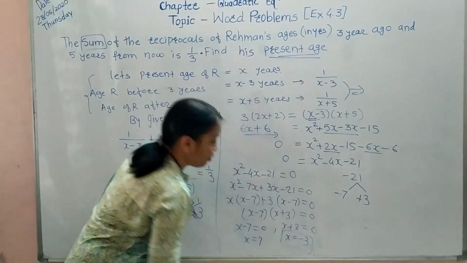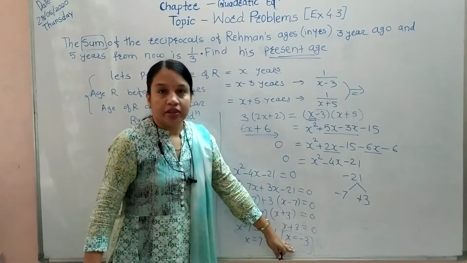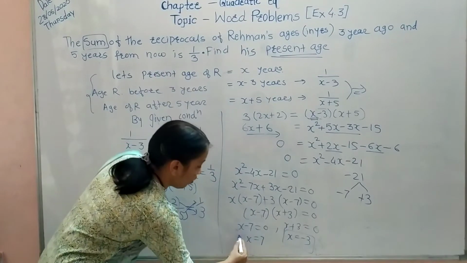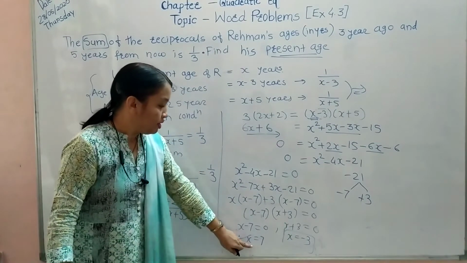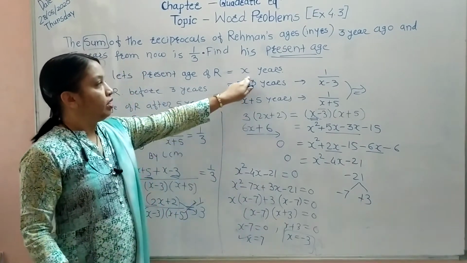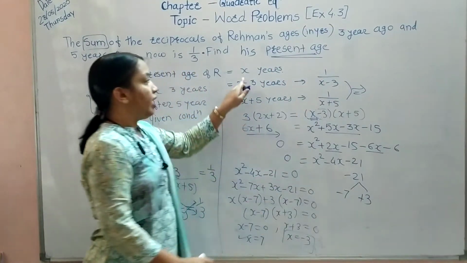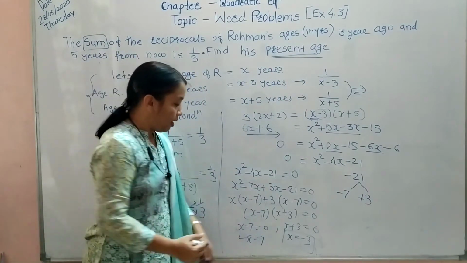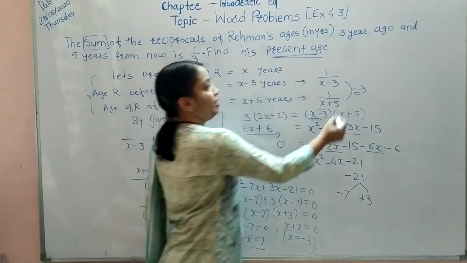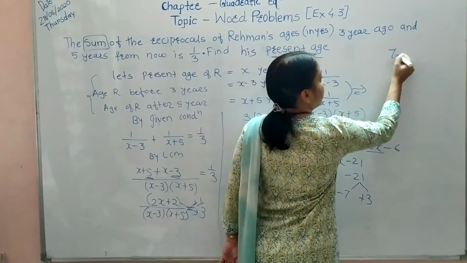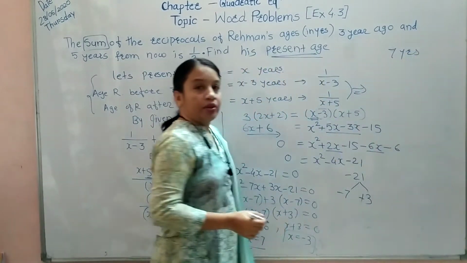Now you know that age will not be negative, so our correct option is x equal to 7. Rahman's present age, which is what you have to find, is x years. And what is the value of x? x is 7. Therefore, Rahman's age is 7 years.